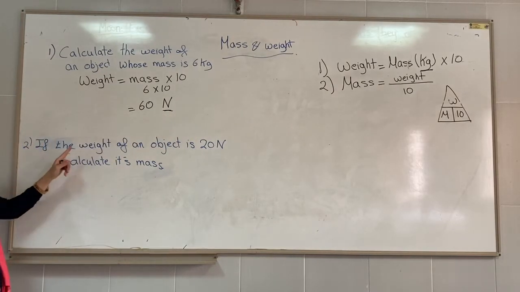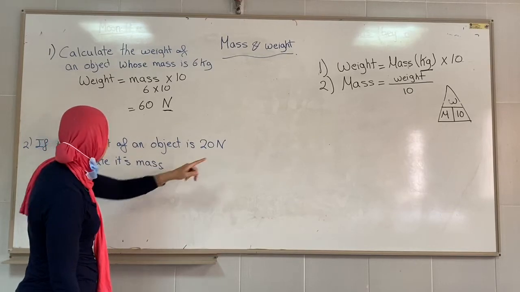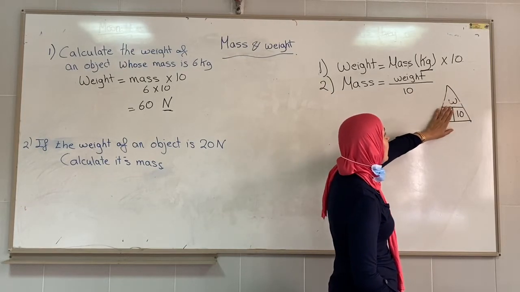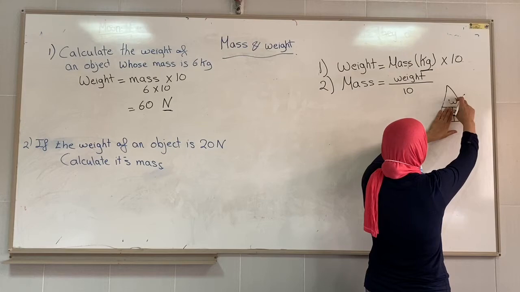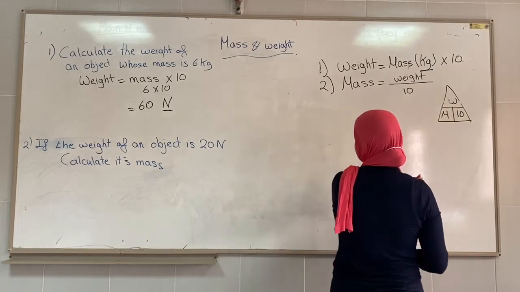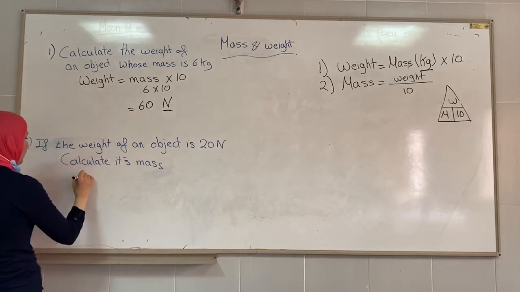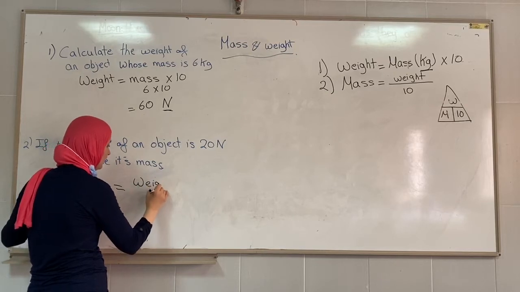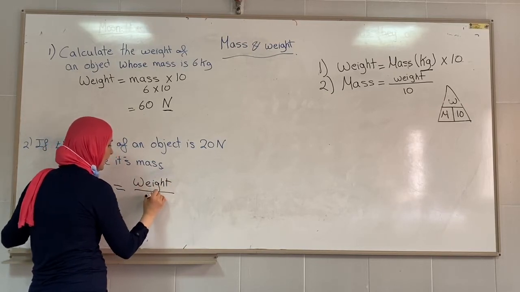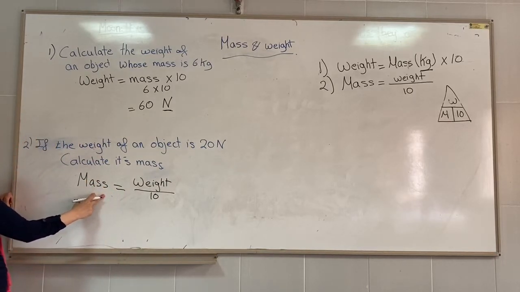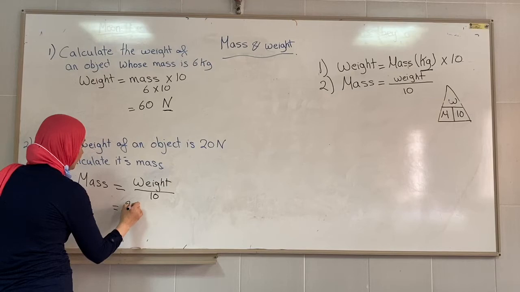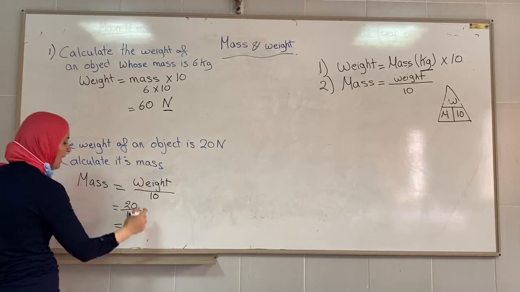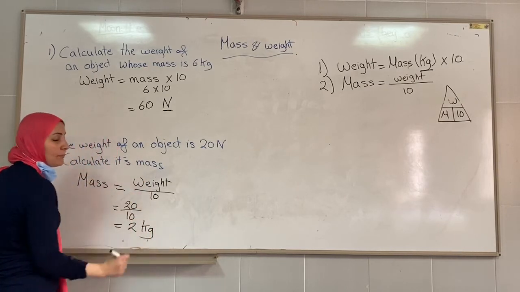Another example, if the weight of an object is 20 Newton, calculate its mass. Here I have the weight, I want to know the mass. I will cover the mass, so the rule will be weight divided by 10. So the mass is equal to weight divided by 10. And again, I have to write the rule. So it is going to be 20 divided by 10, so 2. Mass, so it is going to be kilograms.